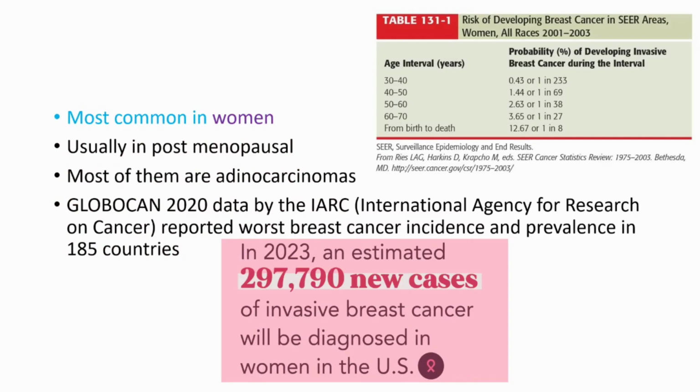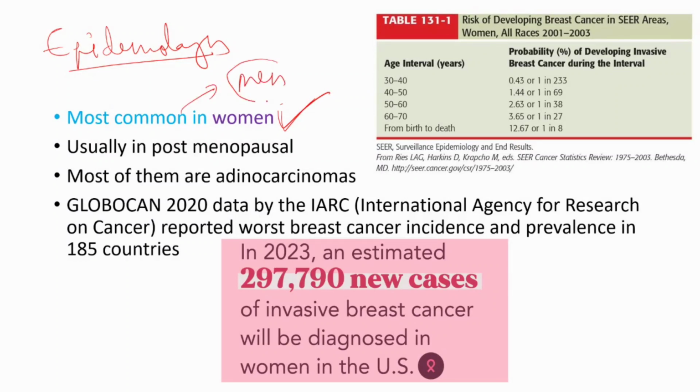Now let's begin in detail about the epidemiology of breast cancer. As we have already known, breast cancer is most common in women. It is very commonly seen in women. Not only women, it can also be seen in men. You have to remember this. Breast cancer also can be seen in men, but it is very prevalent in women.